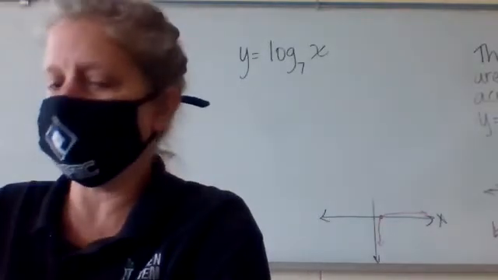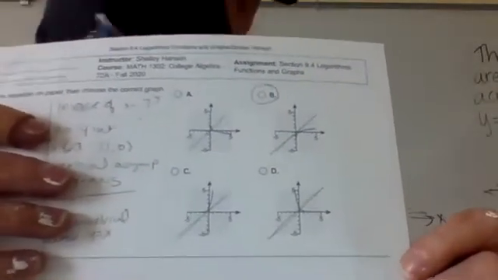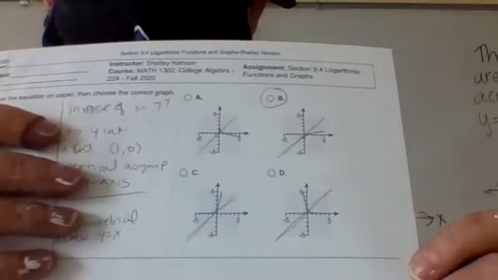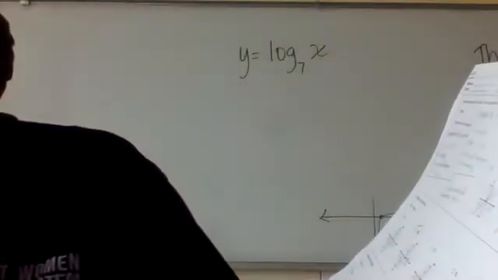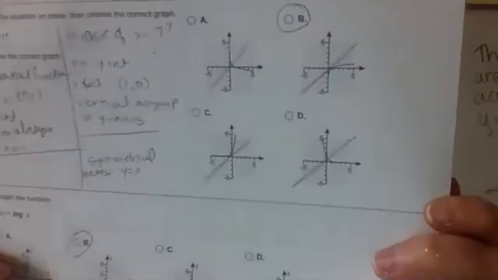So when you're looking at your multiple choice, the only one that has that logarithmic shape is B, right? A, C, and D all actually look like exponential functions, with the D just being reflected across the y-axis.